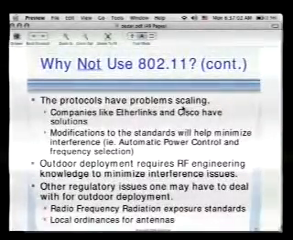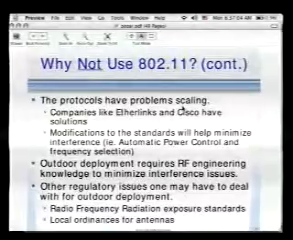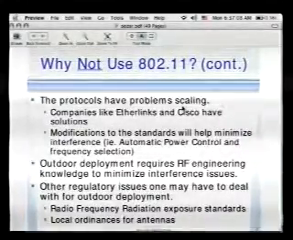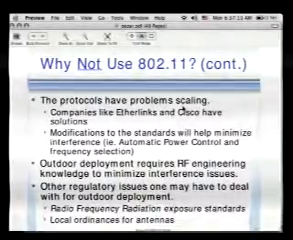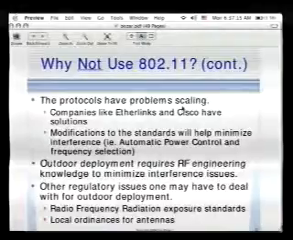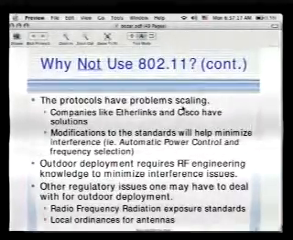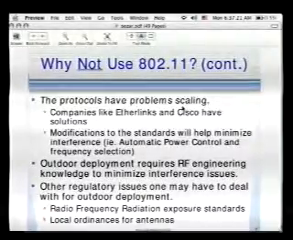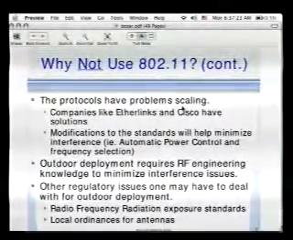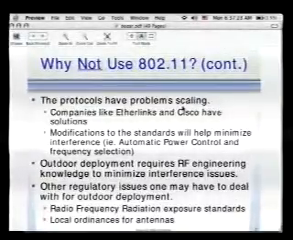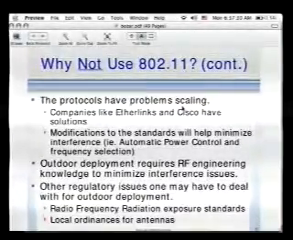Outdoor deployment requires some RF engineering knowledge. In fact, I prefer a lot to minimize interference issues and other regulatory issues one has to deal with, such as radio frequency radiation exposure standards. And there are a lot of people out there with tin hats who tend to get a little scared about this stuff too. So you'll usually have to deal with people complaining about you deploying these things. And of course, there are various local ordinances on antenna deployment and such.